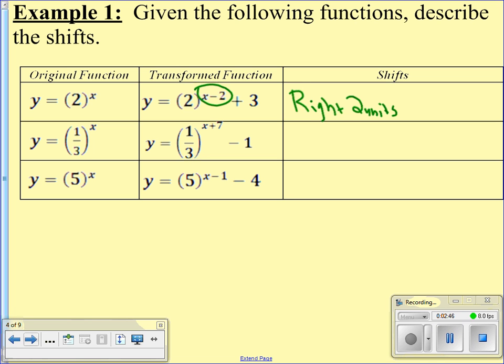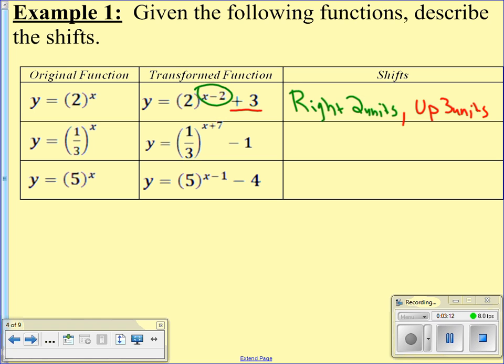Then I look for my up and down movement. So I look for k. K is a plus 3. I always do exactly what k tells me. So this means up 3 units. Second equation, y equals 1/3 to the x power. The transformed function, y equals 1/3 to the x plus 7 minus 1.